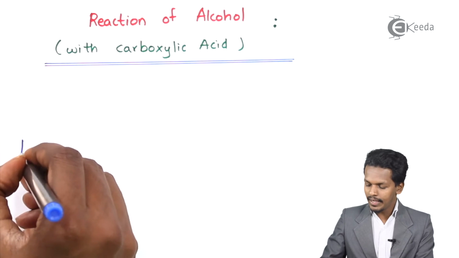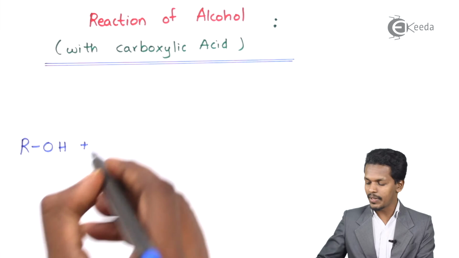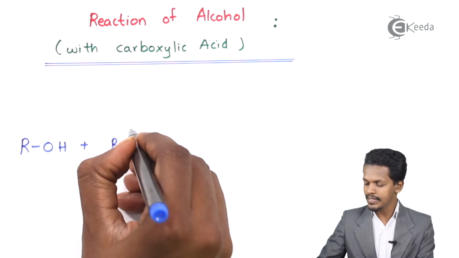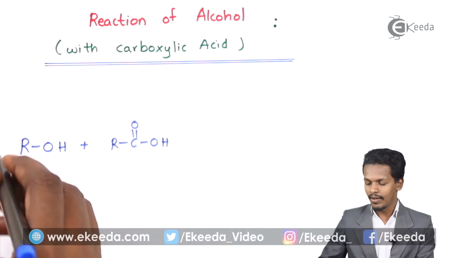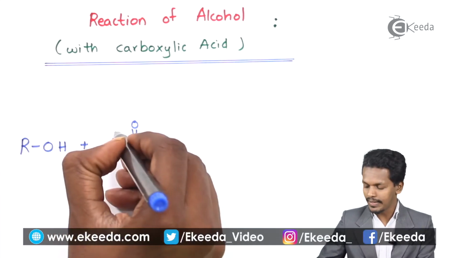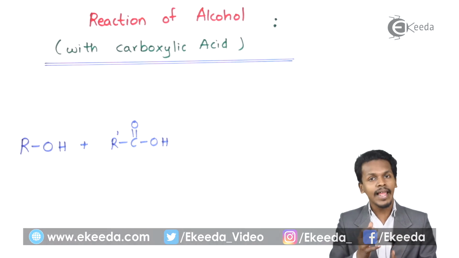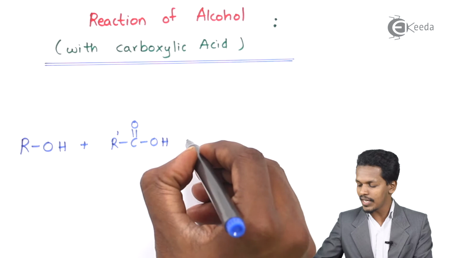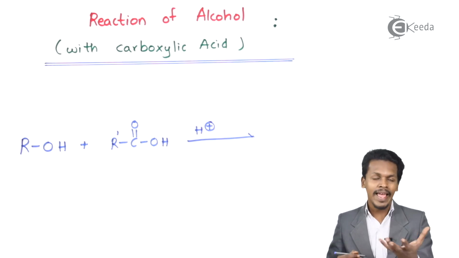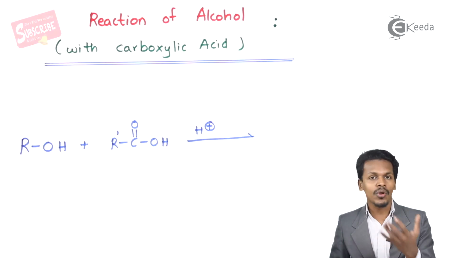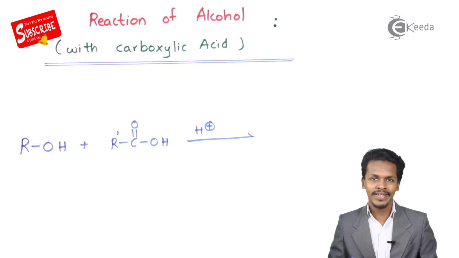The alcohol can be represented as ROH, while the carboxylic acid can be represented as RCOOH. This R and this alkyl group can be the same or they can be different. In this reaction, whenever we are treating alcohol with carboxylic acid, the condition is that we have to present an acidic condition, so we use a strong acid like H2SO4 or HCl. But usually we consider H2SO4 as the acidic condition.